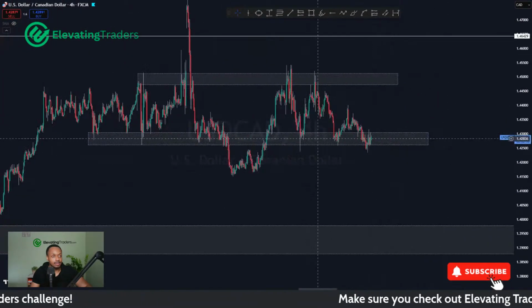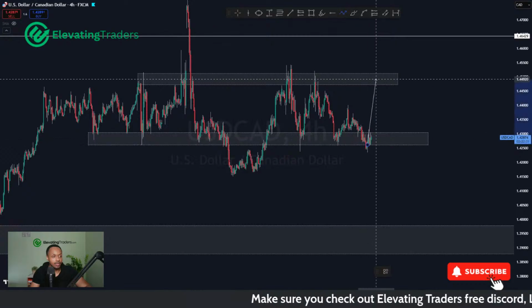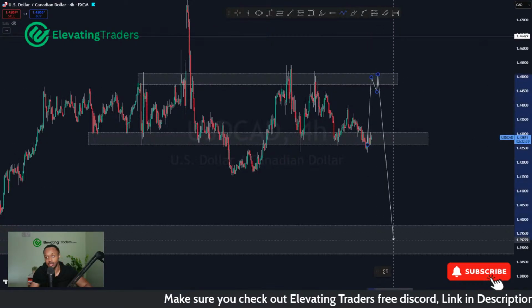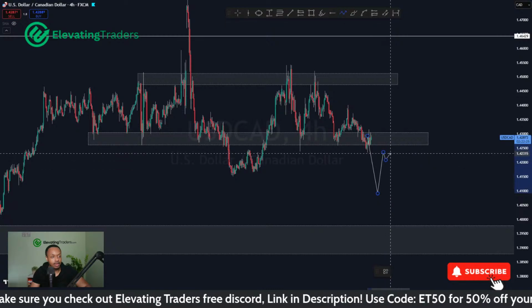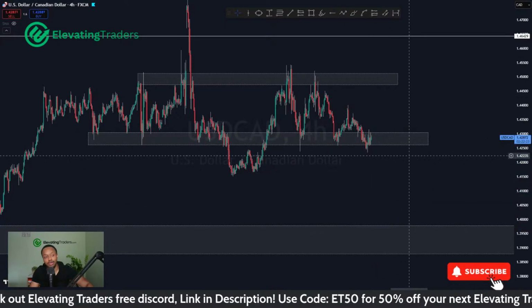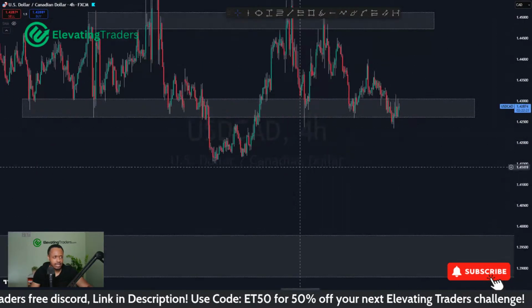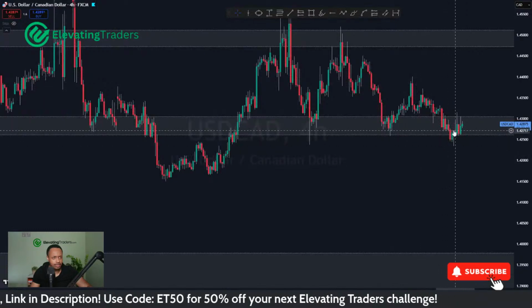So dollar CAD, my take was either a push back into resistance, then a short, or we break to the downside and I look for pullbacks after that. At the moment, neither is happening. And at the moment, it looks like price had a bit of a fake to the downside.